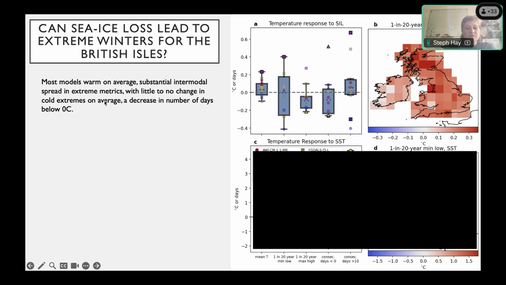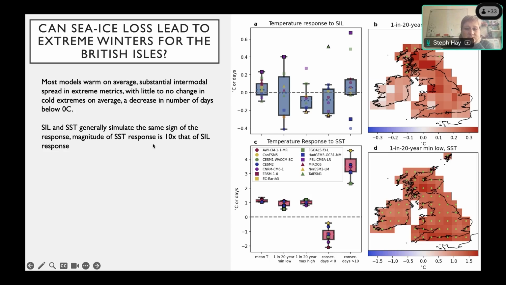One last thing before I talk a little bit more about these storylines is there's this idea that sea ice loss could lead to more extreme winters in terms of cold temperatures. So we looked into this a little bit, and what I'm showing here is how the magnitude of a 1 in 20 year minimum low would change in response to sea ice loss. Across the models, it's slightly positive, but there's a lot of model spread. That's what I'm showing here. We looked at a few different metrics of extremes. You can see it's all over the place. But if you compare this to the response to SSTs, which I'm showing on the bottom, you can see this is statistically significant everywhere.